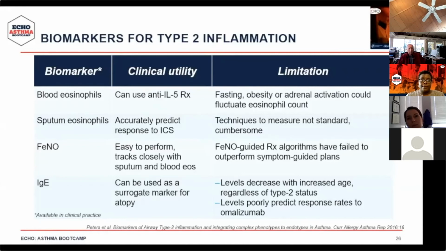They're cumbersome, but certainly there are research studies and protocols that use sputum eosinophils routinely, and they can accurately predict response to inhaled corticosteroids. FeNO, a fraction of exhaled nitric oxide. These tests are easy to perform. They're often bedside or point of care tests, and they can track closely with sputum or blood eosinophils, and they represent airway eosinophilic inflammation. However, the American Thoracic Society FeNO-guided treatment algorithms have really not helped outperform symptom-guided plans.